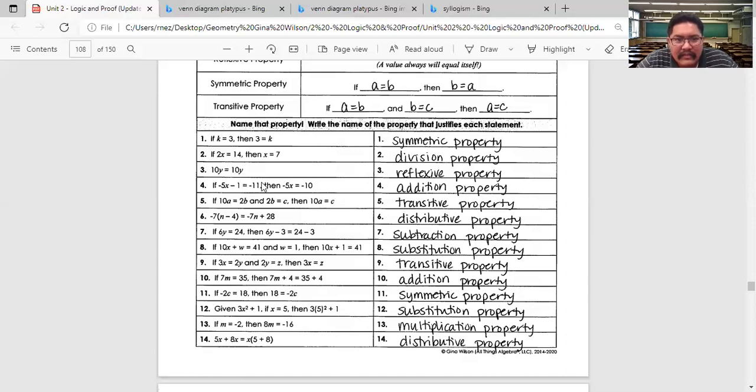So negative 11 plus 1 would be negative 10. We have a little bit of a less negative number. So adding 1 to both sides would get rid of that 1 and change the negative 11 to negative 10. So that's what they did. They added something to both sides. That's why we put here addition property.